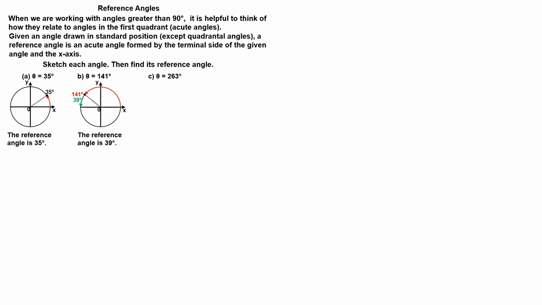Start by drawing the unit circle. Draw the standard angle of 263 degrees. We know that the angle lands on the third quadrant. Now we can determine the reference angle. The reference angle is the smallest angle that the terminal side of the angle makes with the x-axis. The angle 263 degrees has a reference angle of 83 degrees.